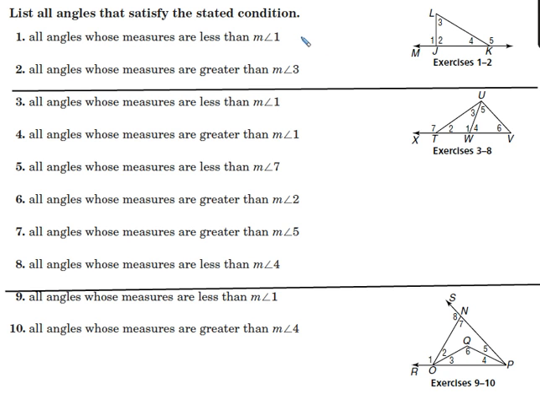Okay, so for number 1, we need to list all the angles whose measures are less than angle 1. Well, angle 1 is an exterior angle, and that means angles 3 and 4 are definitely less than angle 1. Okay, for number 2, we want all angles whose measures are greater than angle 3. Angle 3 is an interior angle. It's interior to both exterior angle 1 and 5, so those angles go there.